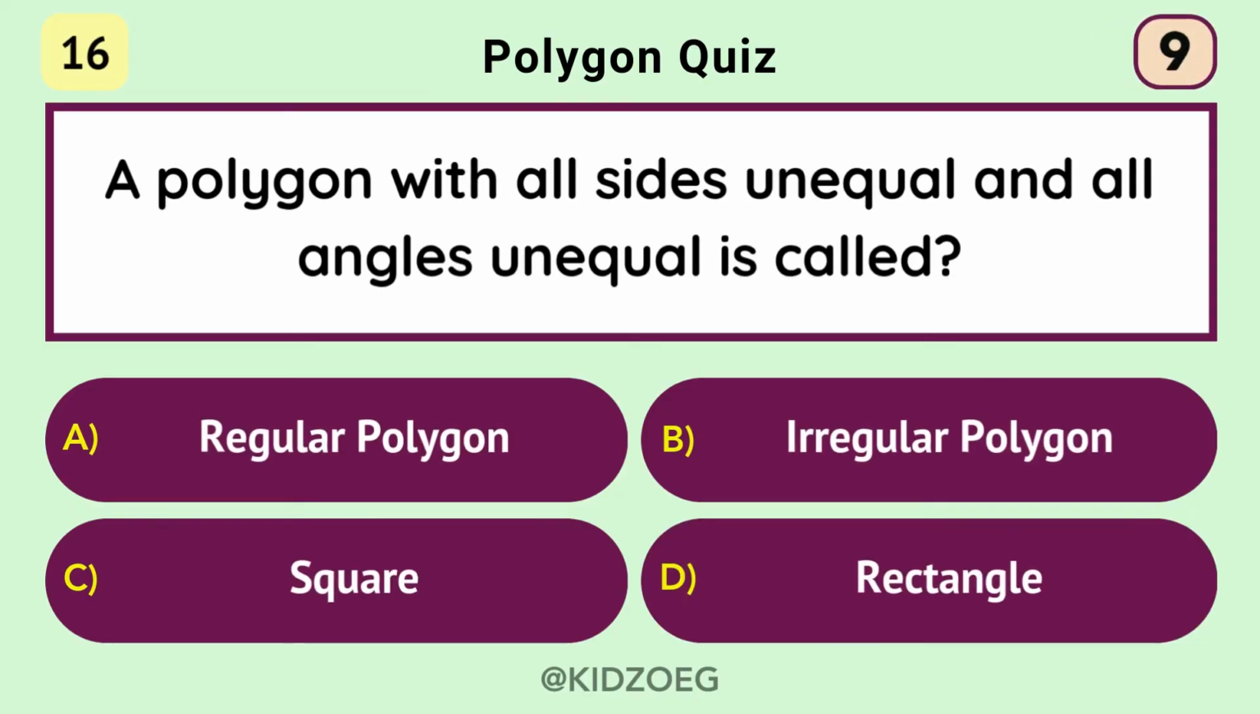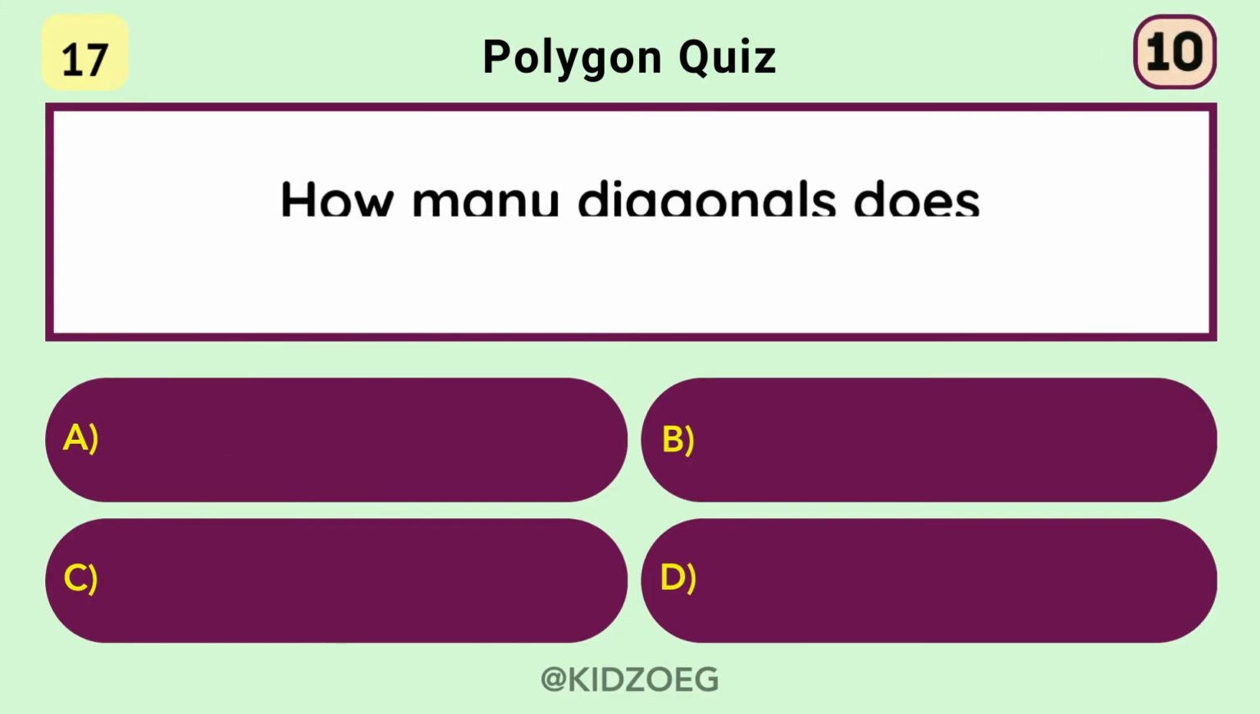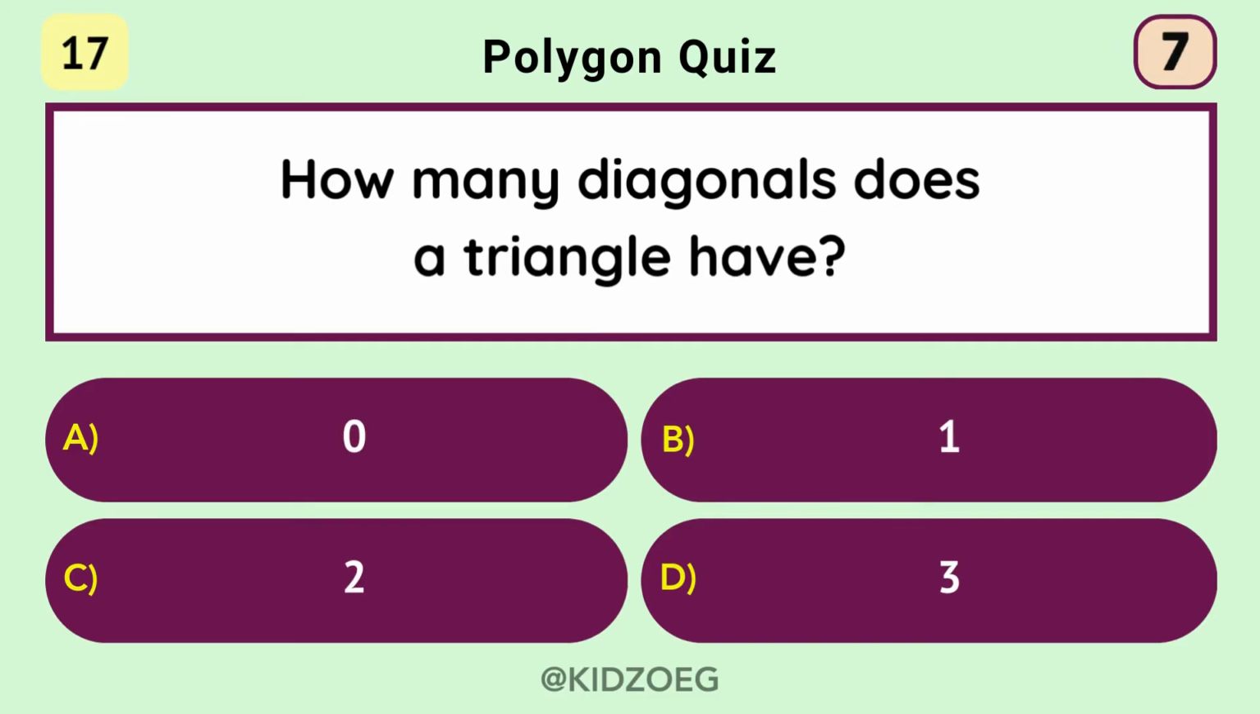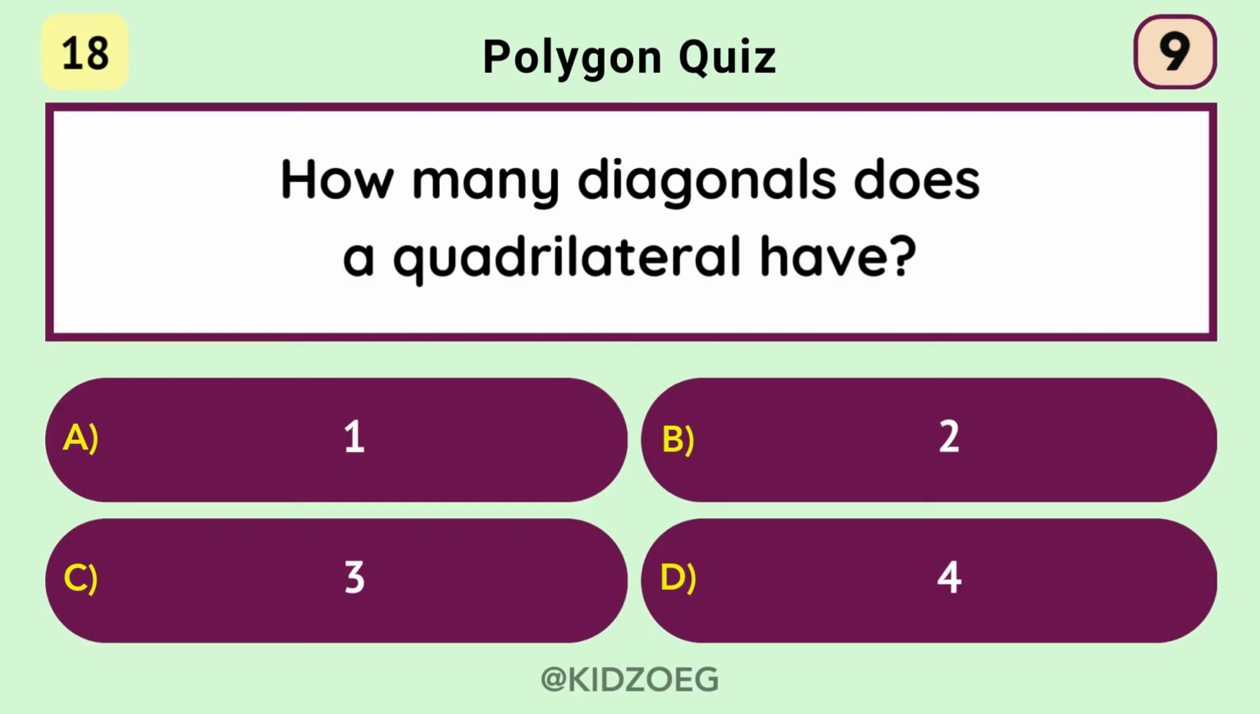A polygon with all sides unequal and all angles unequal is called? A regular polygon. How many diagonals does a triangle have? Zero. How many diagonals does a quadrilateral have? Two.